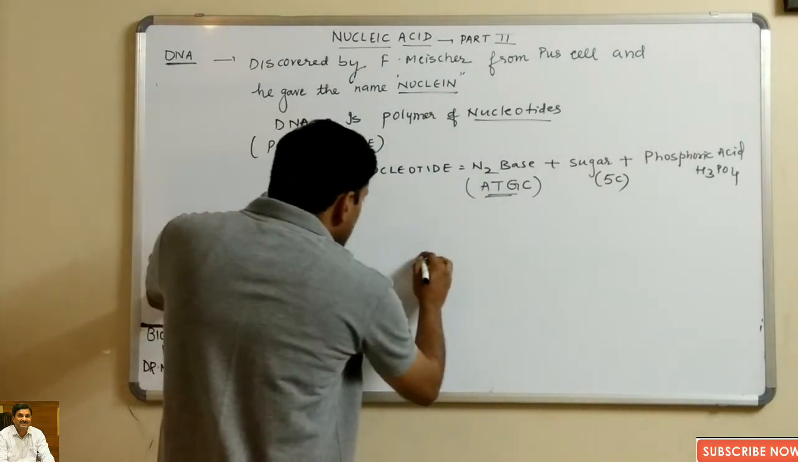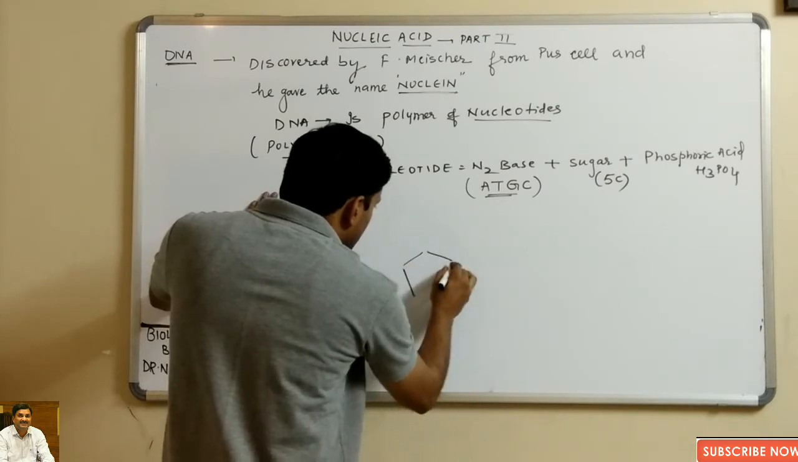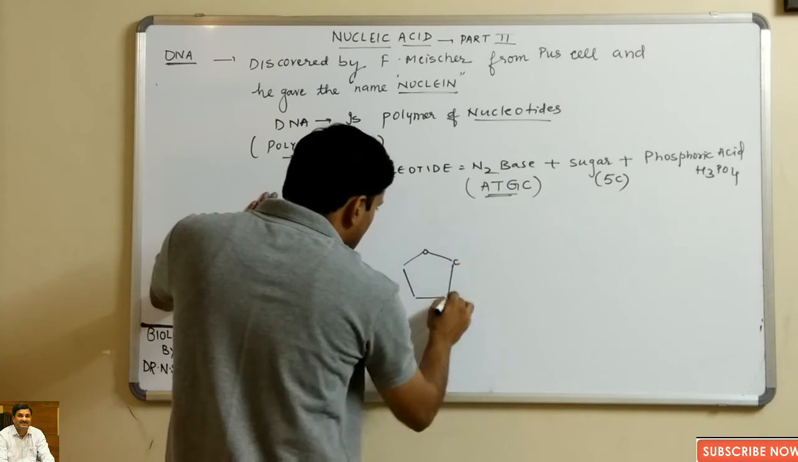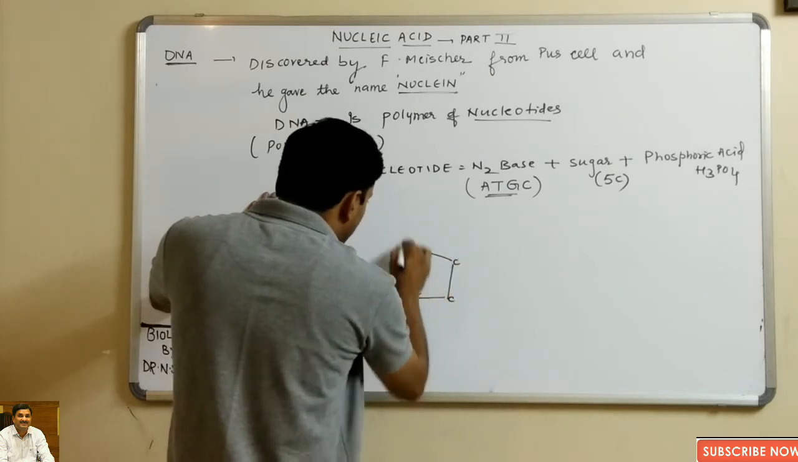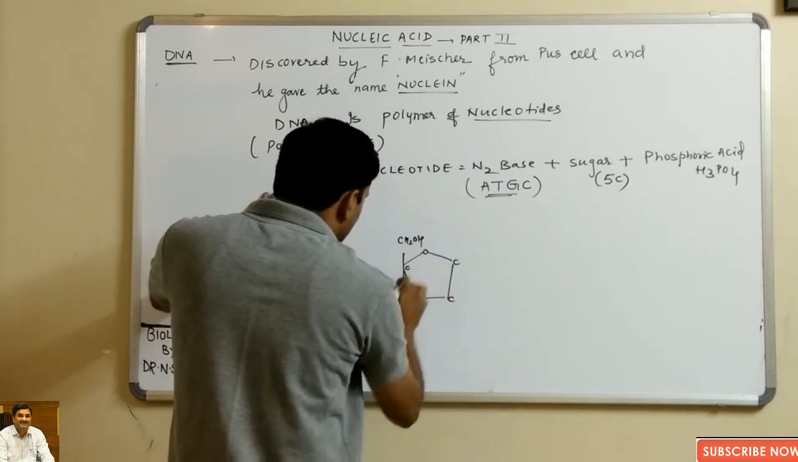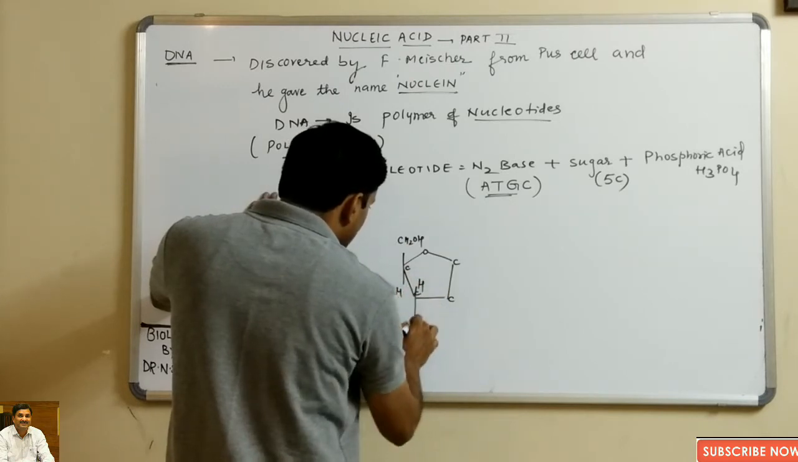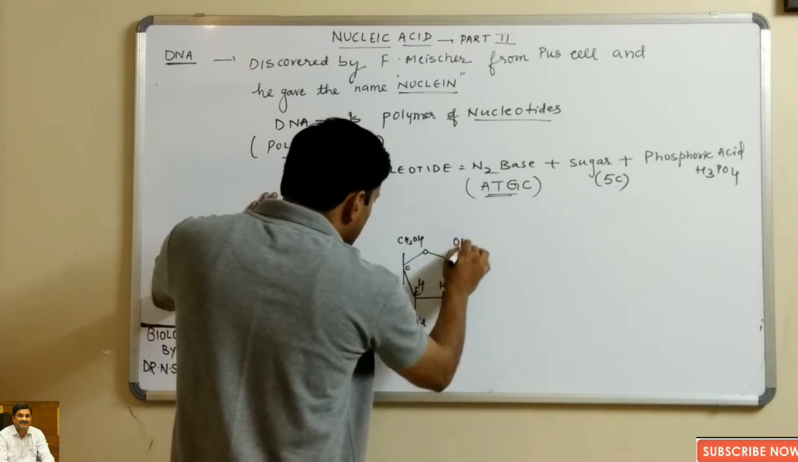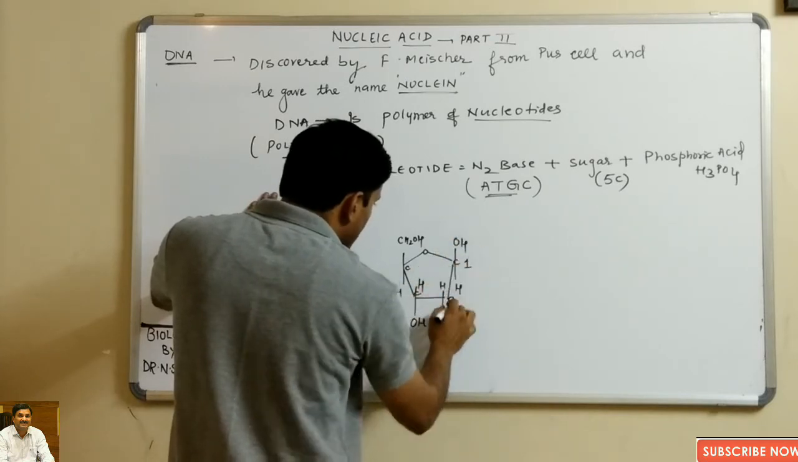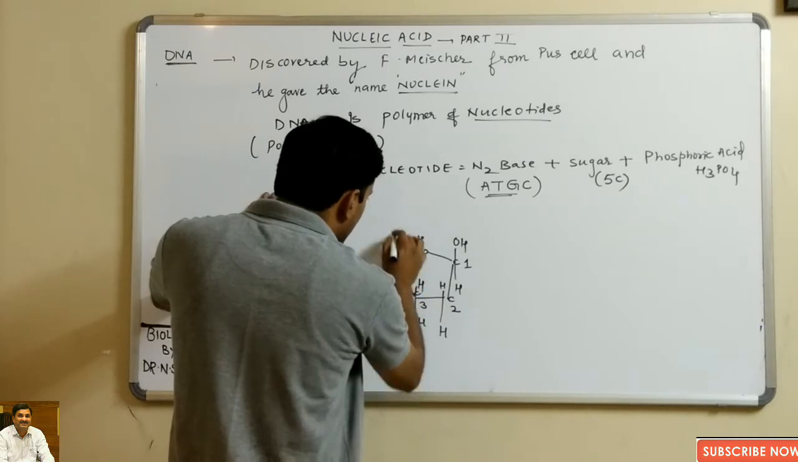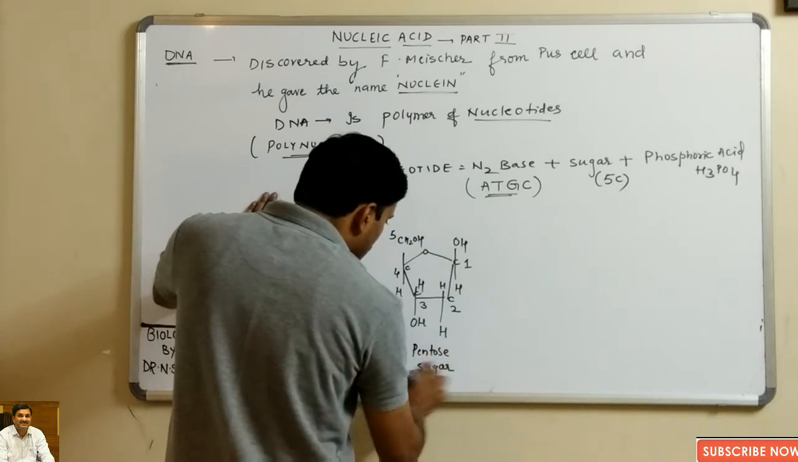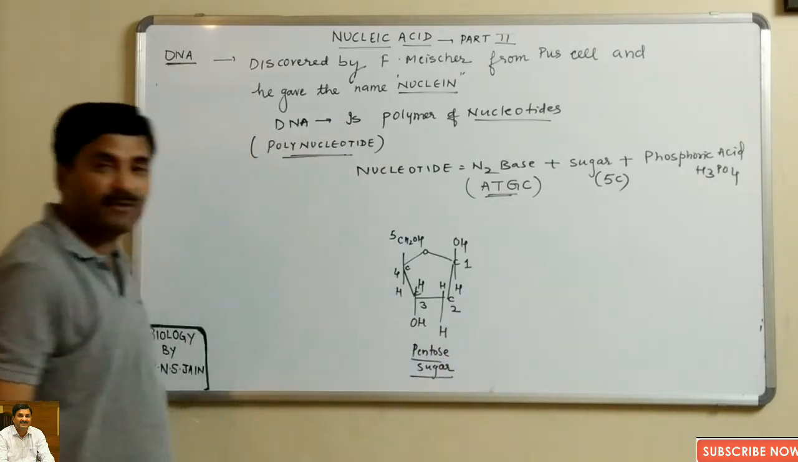Okay, now you must know that this is a sugar, and this is carbon, carbon, carbon, here also carbon, and here CH2OH, H, here is H, OH, H, H, OH, H. This is carbon number 1, 2, 3, 4 and 5. This is a pentose sugar, that is known as the deoxyribose sugar, which consists of the 5 carbon.